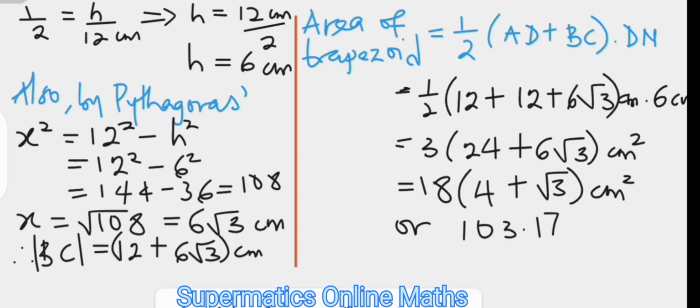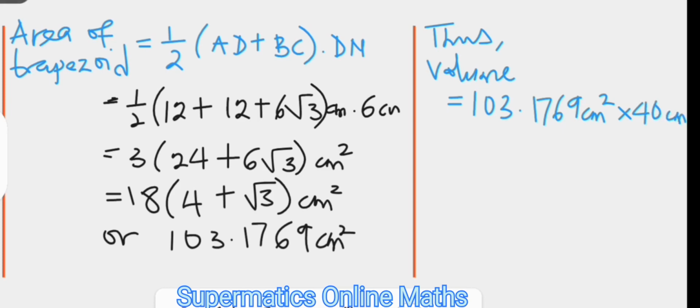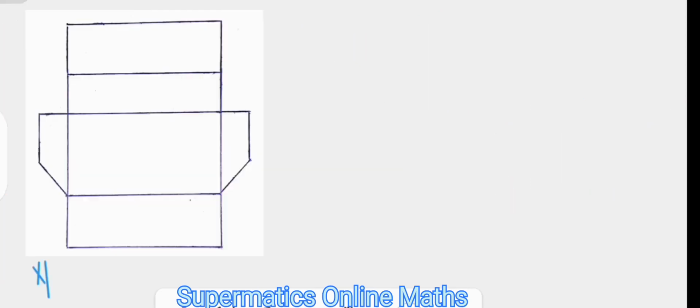or in decimal we have 103.1769 centimeters squared, thus giving us the volume of the shape, the prism, to be 103.1769 centimeters squared times 40, and that is 4127.08 centimeters cubed, approximately 4127 centimeters cubed. Now this is the net of the prism in order to get the total surface area.